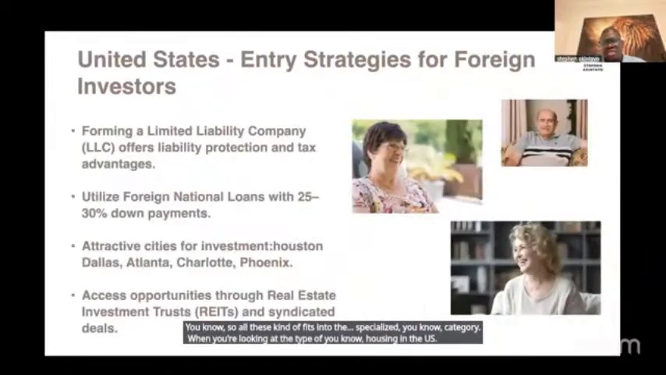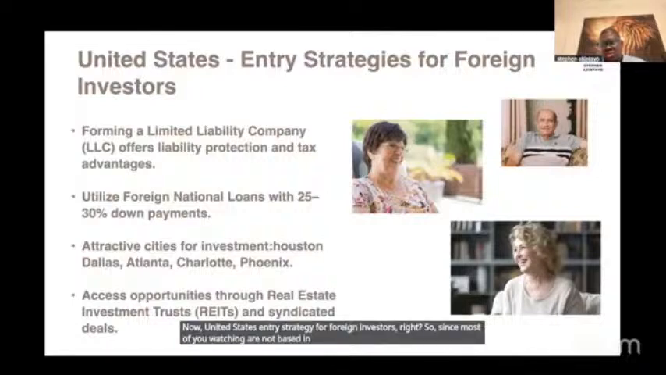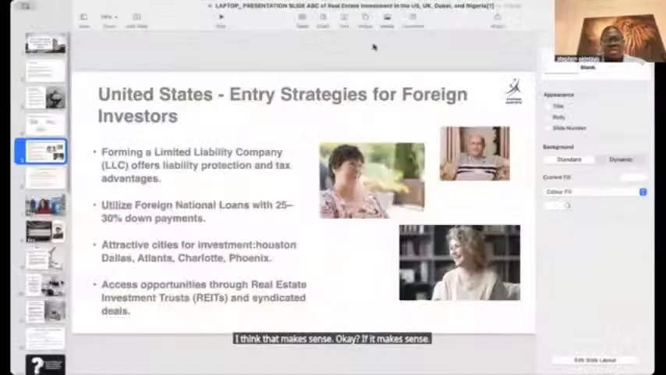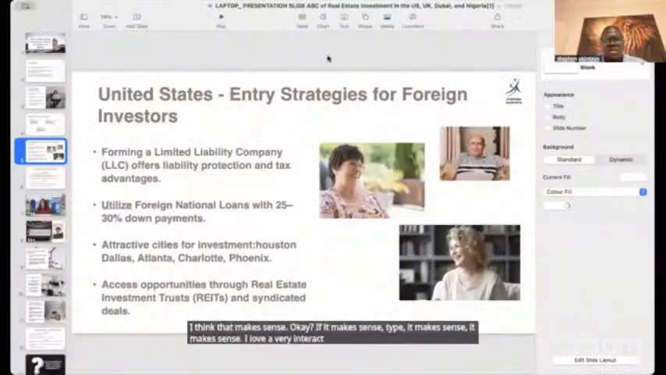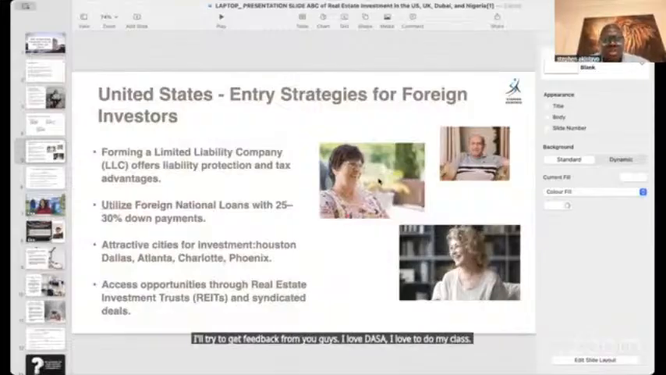Now, United States entry strategy for foreign investors, right? Since most of you watching are not based in the US, I'm going to teach more from the angle that if you are not based in the US and you're trying to invest in the US market, how do you go about it? How many of you think that makes sense? If it makes sense, type it makes sense. I love a very interactive class. So occasionally I will pause and try to get feedback from you guys. That's how I love to do my class. Okay, so everybody says it makes sense. So I'm going to continue there.